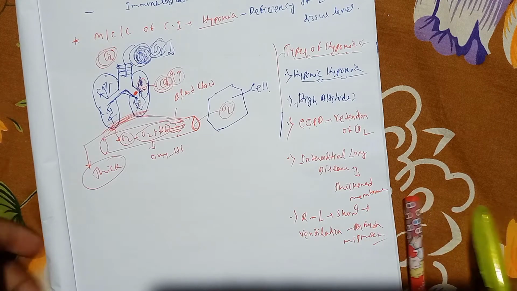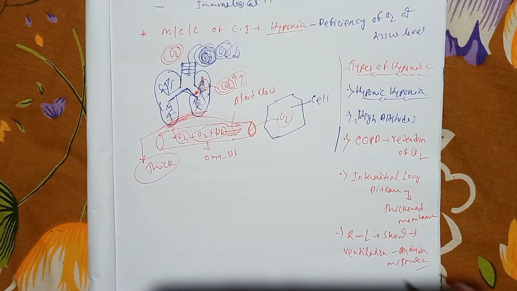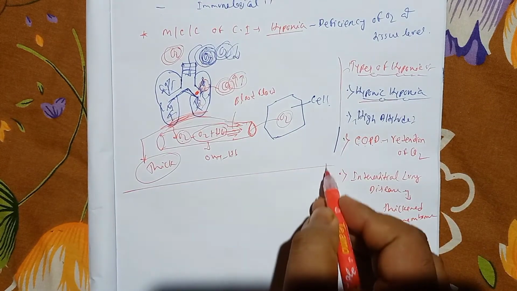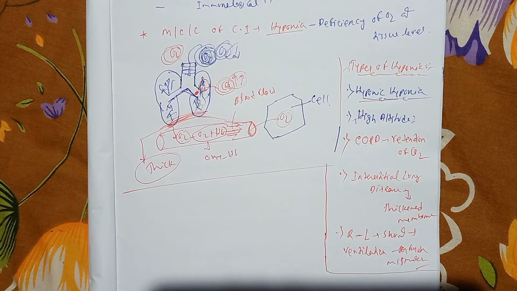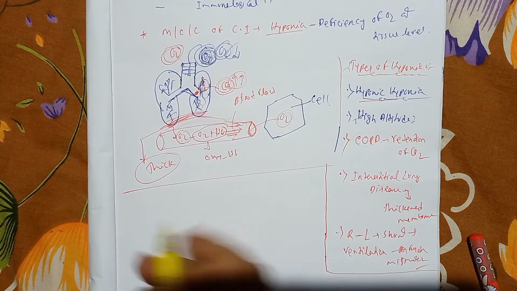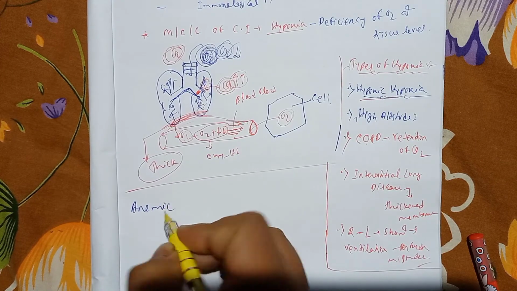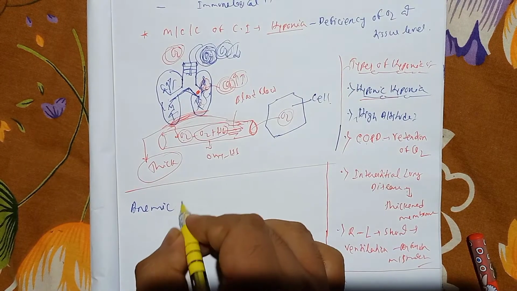Now we will go through another topic, that is anemic hypoxia. The first type I said was hypoxic hypoxia. Now I will tell you about anemic hypoxia, okay, guys. Anemic, we all know it. Anemia means there is a less amount of blood. If there is less blood, that is anemic hypoxia.